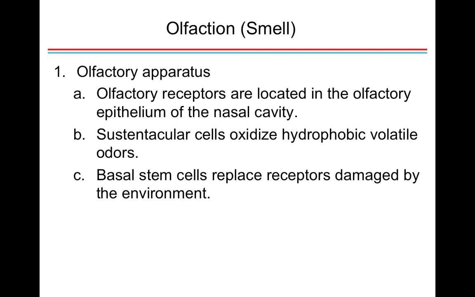So the olfactory receptors are located in the olfactory epithelium of the nasal cavity, and obviously it can detect volatile odors. A lot of our olfactory receptors get damaged just by the environment; sometimes smoke or other chemicals we breathe can damage them. And there are basal stem cells that can produce new olfactory receptors in our nose.